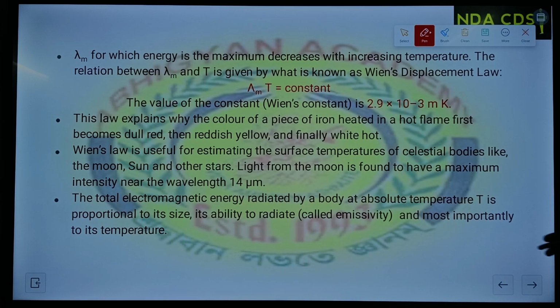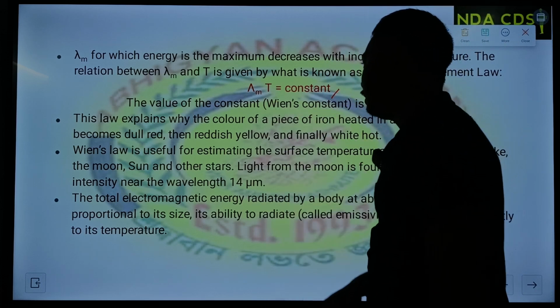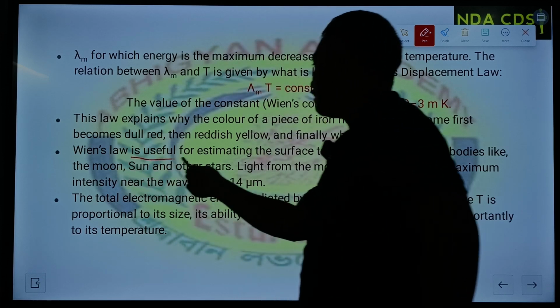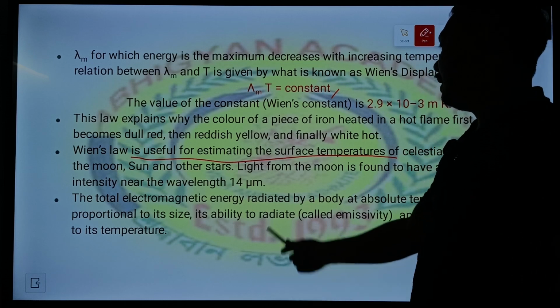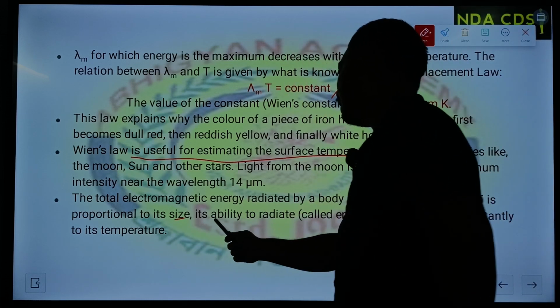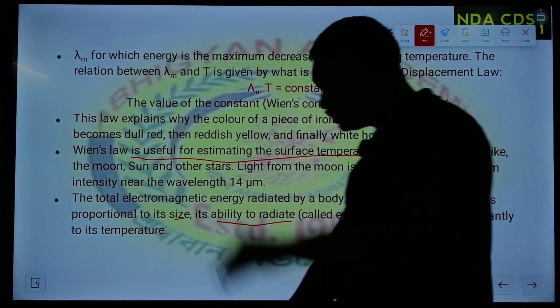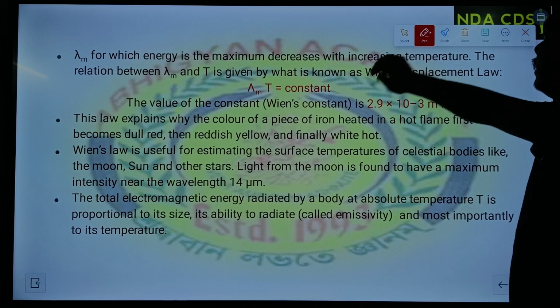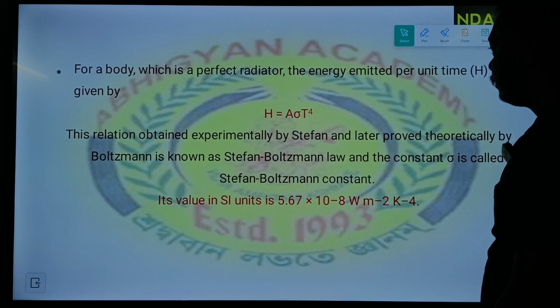So this formula is very easy to understand. It's very easy to remember. Lambda m by T, and just know for a fact that it's useful for estimating surface temperature of celestial bodies, moon, sun, stars, and it's proportional to its size and ability to radiate, and most importantly to its temperature. उस temperature में कितना energy it can radiate. This formula gives us the value. Lambda m is epsilon.